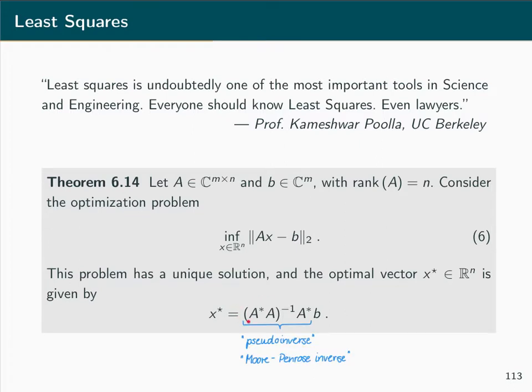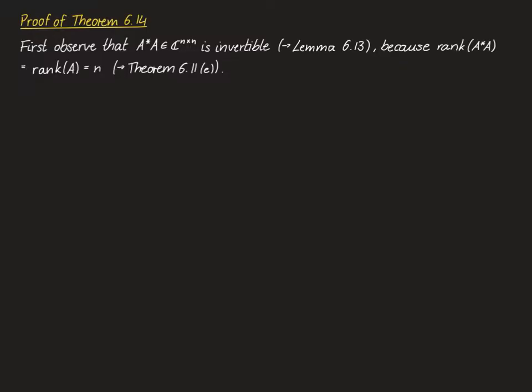Note that this special expression here is an n by m matrix, which is often called the pseudo-inverse or the Moore-Penrose inverse of A. For the proof of Theorem 6.14, first observe that the matrix A star A is an n by n matrix which is invertible by Lemma 6.13, and that's because the rank of A star A is equal to the rank of A, which is equal to n, by Theorem 6.11e.